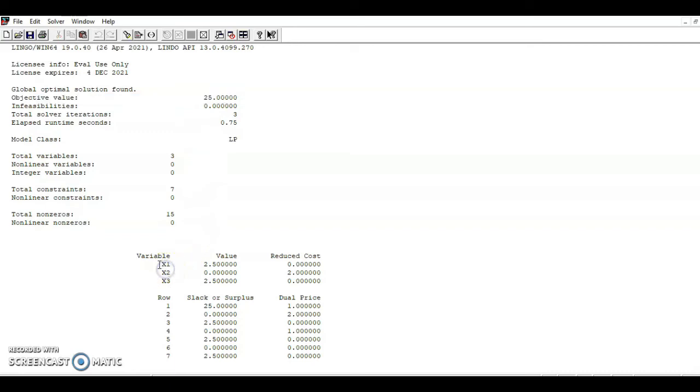From here, X1 is the variable which represents the number of units of cake A, X2 represents the number of units of cake B, and X3 represents the number of units of cake C. And from here we can see that to maximize its profit, the company needs to sell 2.5 units of cake A and 2.5 units of cake C.